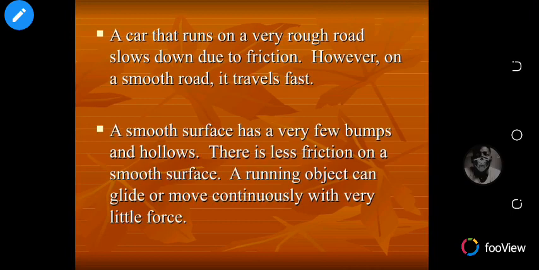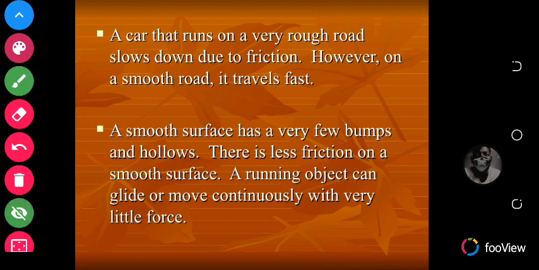Now, imagine that one surface was like this, and then the object that will be moving is also like this. Imagine these two being passed over each other. You realize that movement will be very slow. This is because of friction.